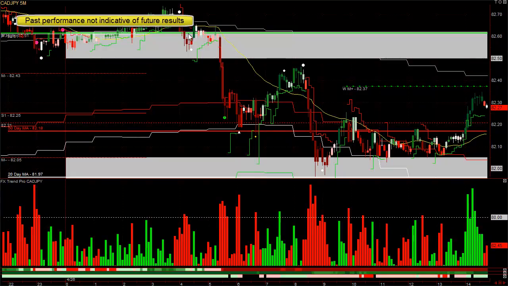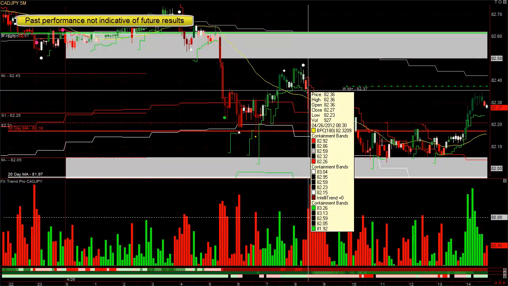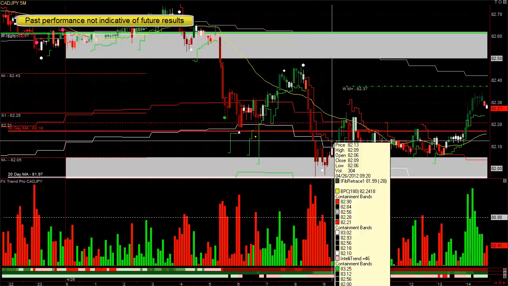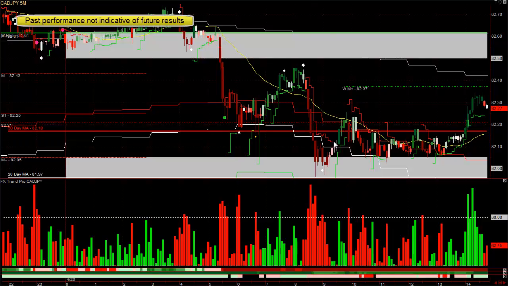Here's 8:30. The trend came down. You're looking to sell it right here at 36, and our trailing stop got you out at 13. So you made about 20-something pips.